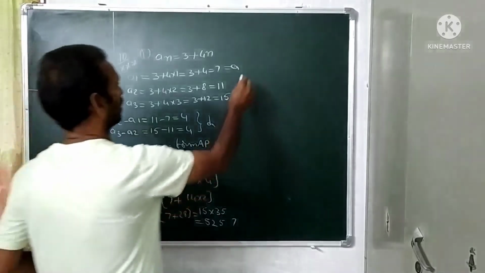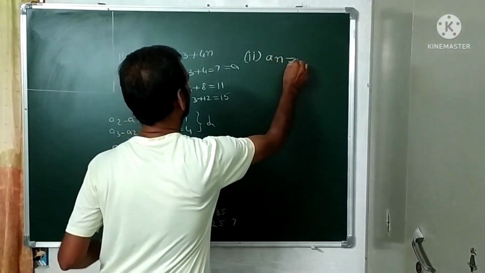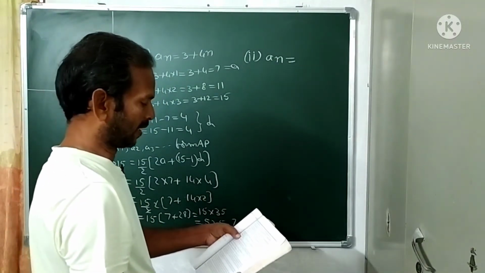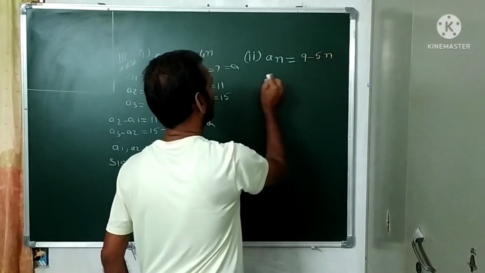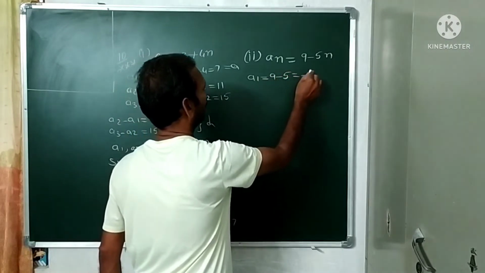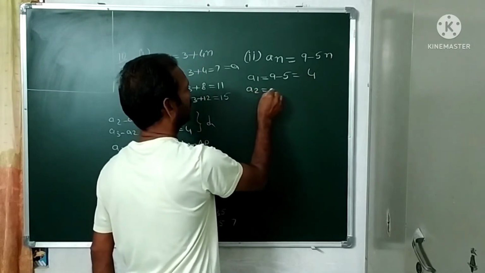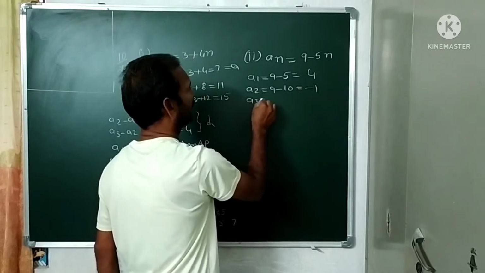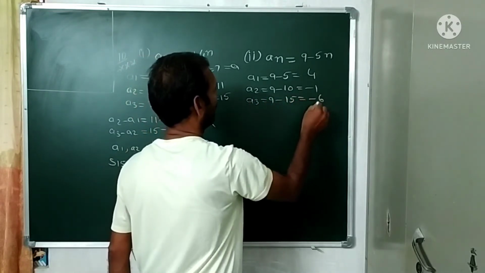Next question, the second model. AN is equal to 9 minus 5n. Here also calculate. A1 is equal to 9 minus 5, which is 4. A2 equals 9 minus 10, which is minus 1. A3 equals 9 minus 15, which equals minus 6.